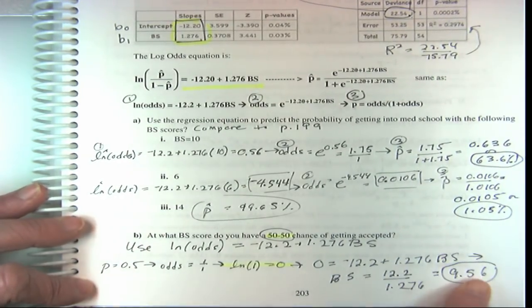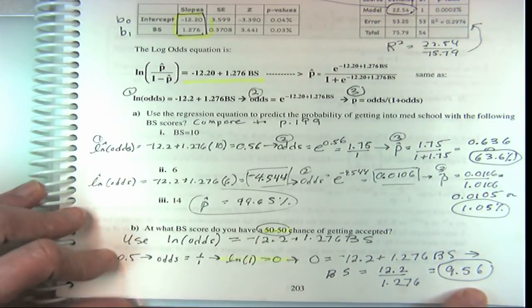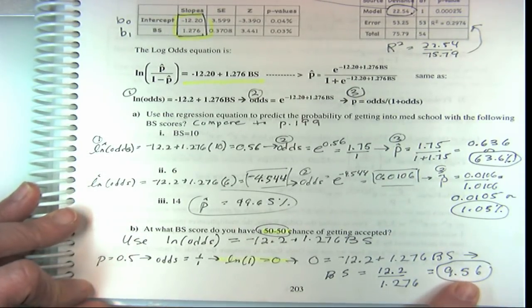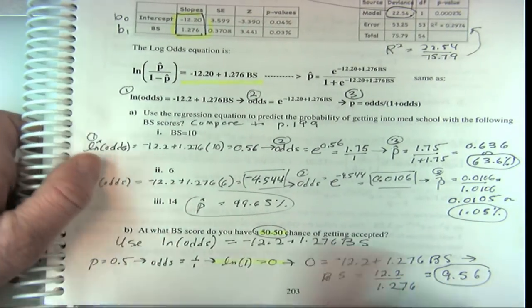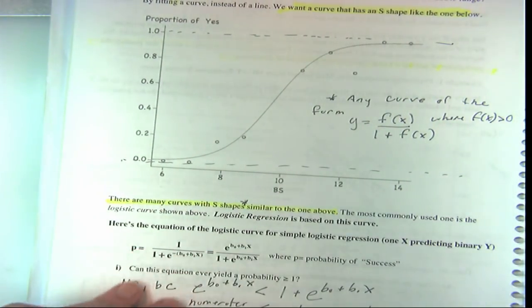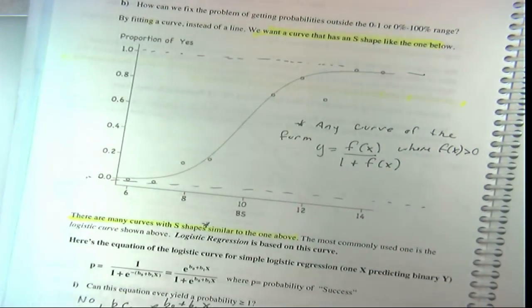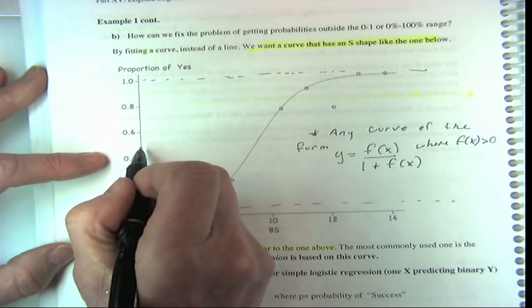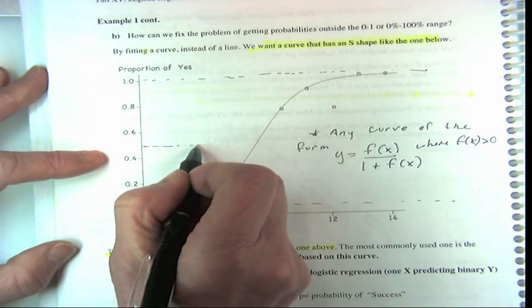That's not an actual score. I don't think they gave decimals like that. But that should be 9.56. Let's see, is it right in the middle of the curve? Let's see. When you have a 50-50 chance, that would be right here.